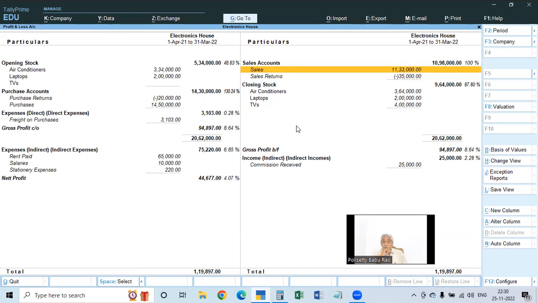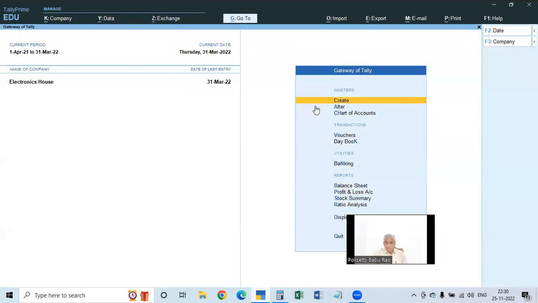income and expenses account. In the Gateway of Tally, it is showing profit and loss account here. Instead of this, it will show income and expenses account in the case of service providers. If they deal with goods again, they can change it to profit and loss account. So how do we change this to income and expense account?